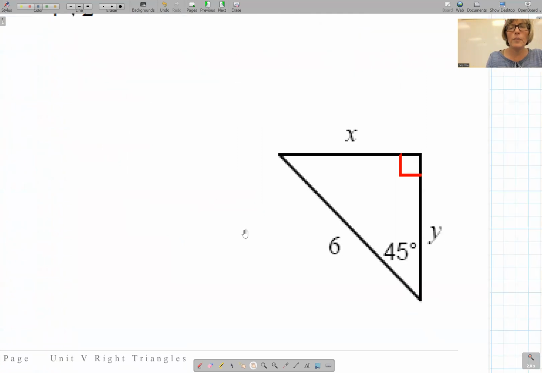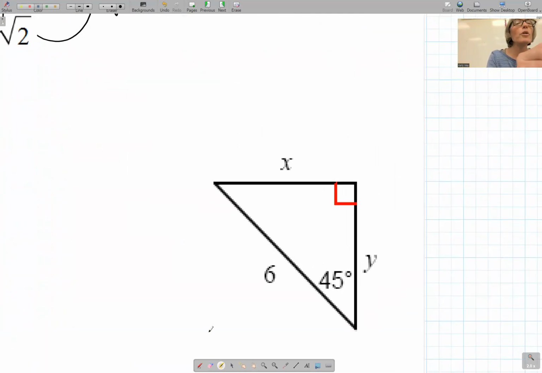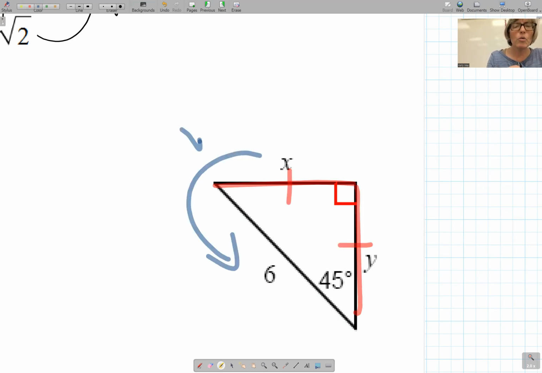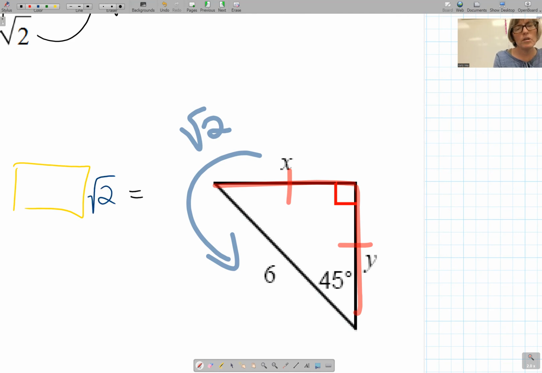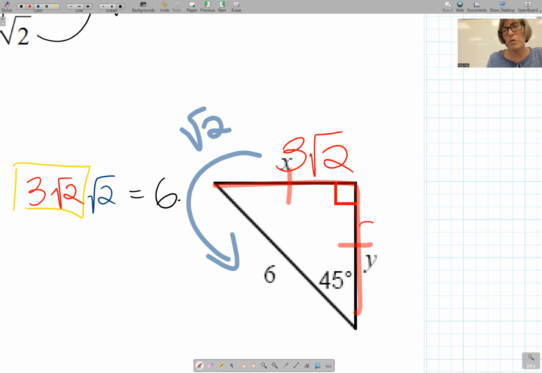Coming down here, 45, 45, 90, leg, leg, these are equal, leg, root 2. So you should have something times root 2 is 6. What is that something? That something is 3 root 2. 3 root 2, and if that's 3 root 2, so is that. This is only good for 45, 45, 90 triangles.